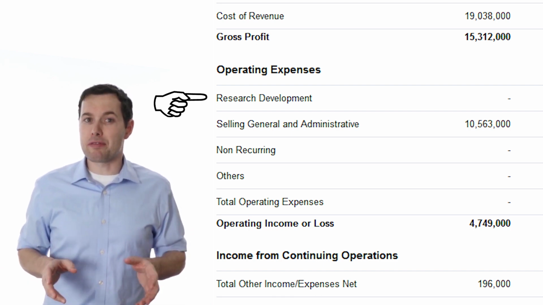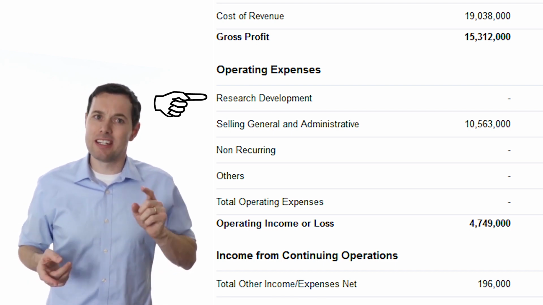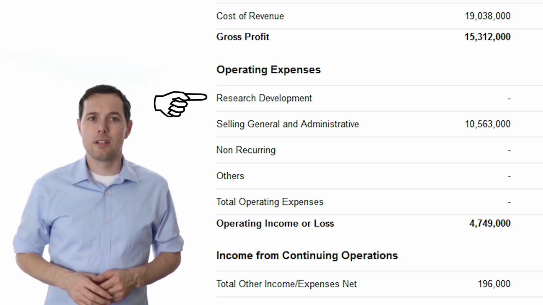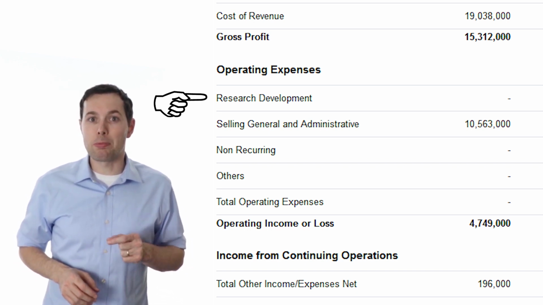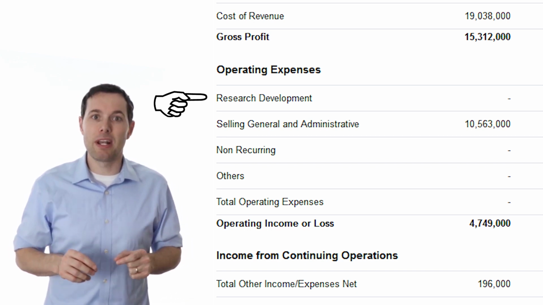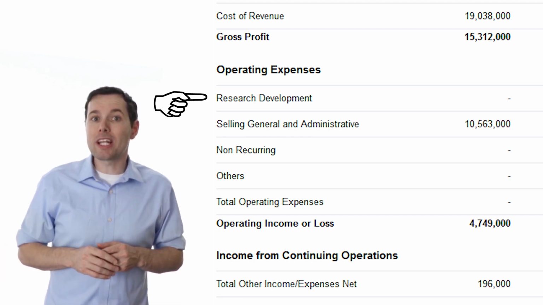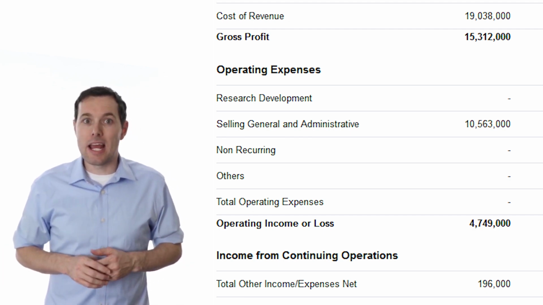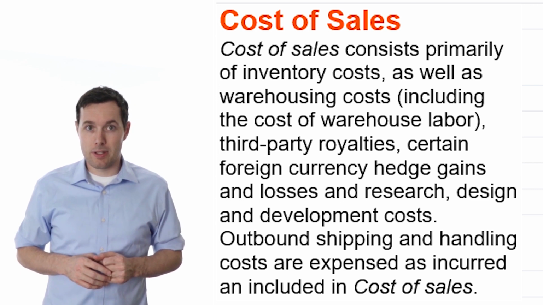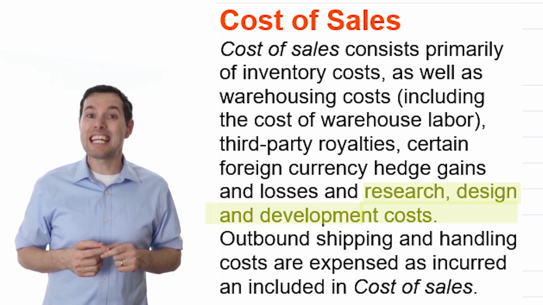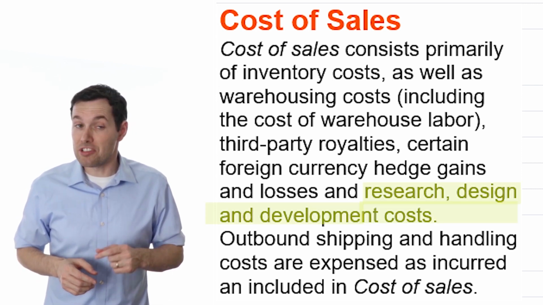And this brings me to a different point. In financial reports, 10K, 10Q, things like that, companies have footnotes which explain in more detail each line item and how they apply it. So I went and looked at Nike's 10K, and this is what I found. They group research and development in with cost of sales, which is up here.